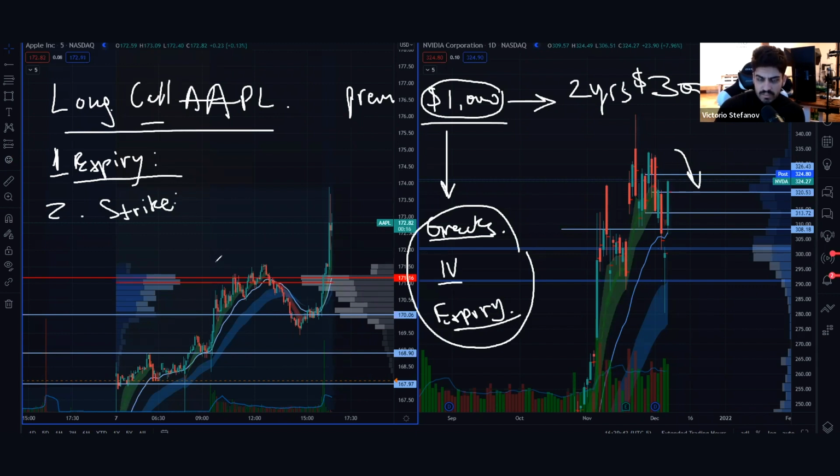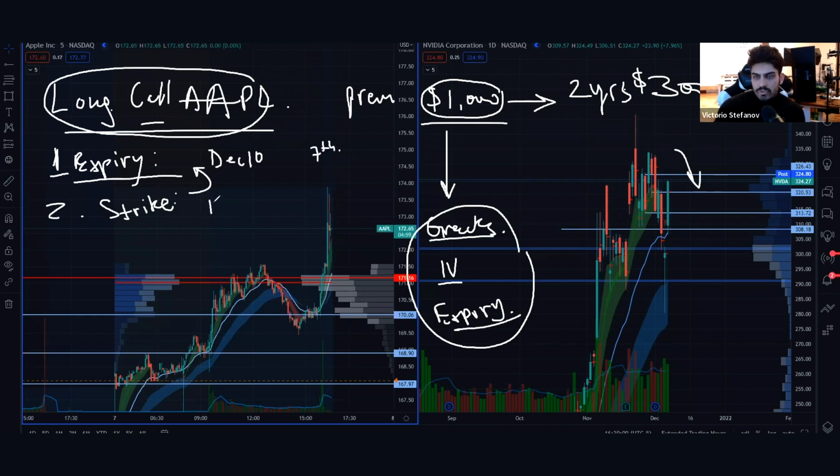Now, the strike price is going to be the anticipated price by the expiration that you think that this call is going to be. So, for example, let's say the expiry is this week, right? December 10th. It's currently the 7th. Right? And I'm going to choose a strike on Apple for 175. That means by this date, I anticipate that Apple is going to be worth this much. It's going to be 175.